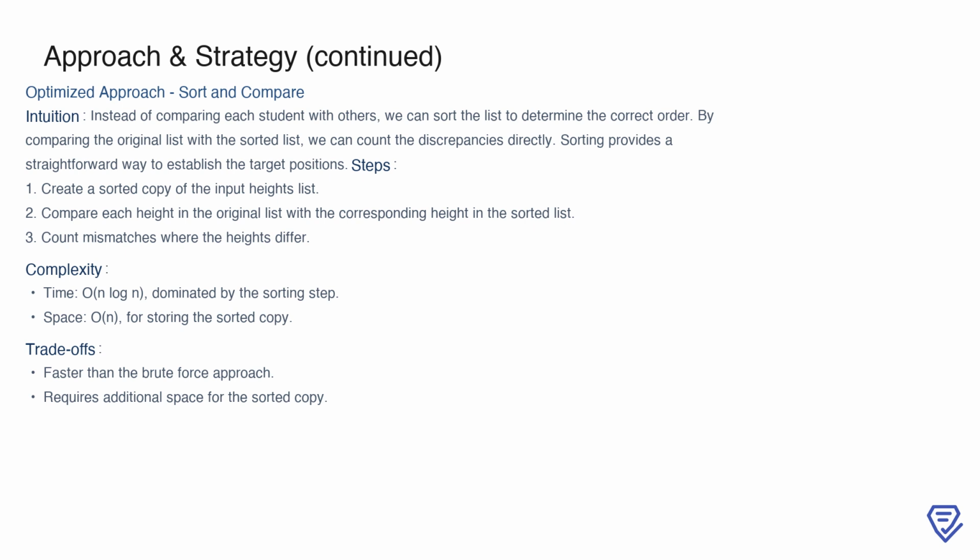A more efficient solution is to use the sort and compare approach. Instead of comparing each student with others repeatedly, we can first sort the list of heights to determine the correct order. With the sorted list as our reference, we can then directly compare each height in the original list with its corresponding value in the sorted list, counting the mismatches where they differ. The time complexity here is n log n, which is dominated by the sorting step, and the space complexity is n, due to the need for storing the sorted copy.